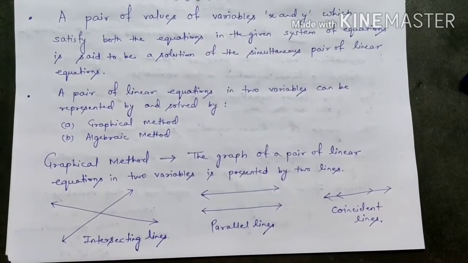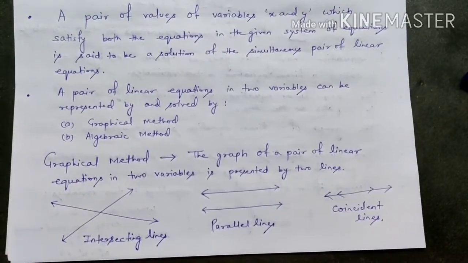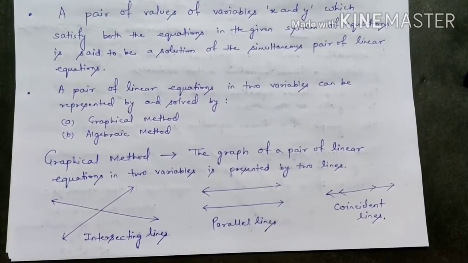A pair of linear equations in two variables can be represented as well as solved by two methods. The first is the graphical method, which we all know from 9th standard also, and the second one is the algebraic method.